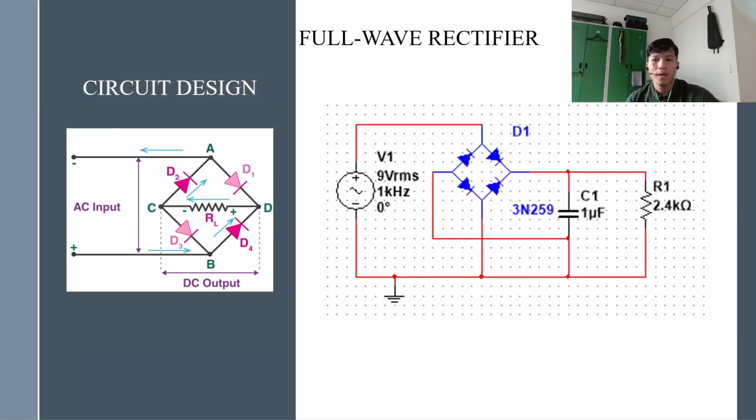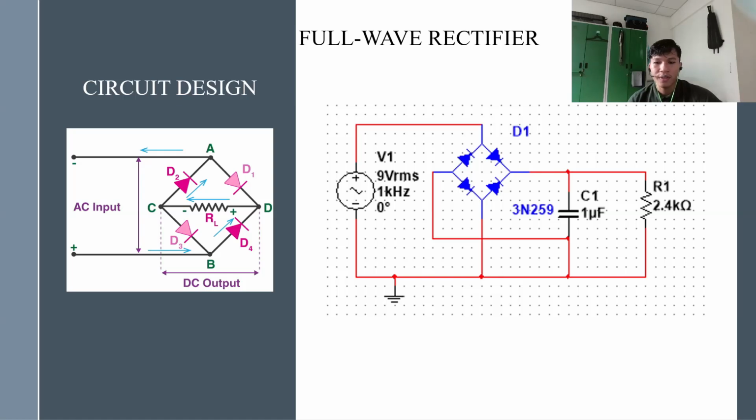In this video, I would like to talk about the full wave rectifier. So moving on, this is my circuit build, and as you can see, I have one voltage source, which is an alternating current source, which shows an input of 9 volt RMS at a frequency of 1 kilohertz. This represents the AC mains voltage to be converted to DC.